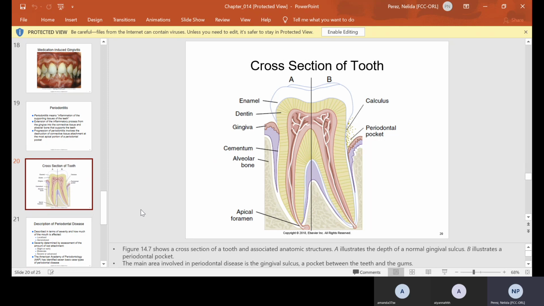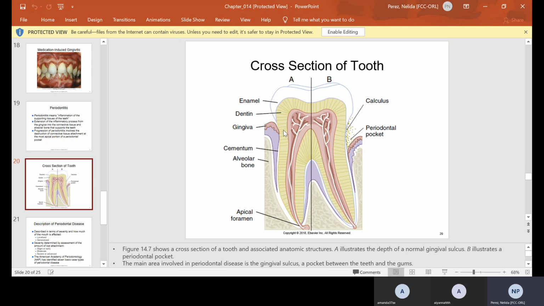Cross section of a tooth. If you take a tooth and cut it in half, this is what it's showing you. On the letter A side is a normal gingival sulcus. Look at the gingiva over here. Look at my arrow. It's up here, right where the enamel ends, where the crown portion of the tooth is.